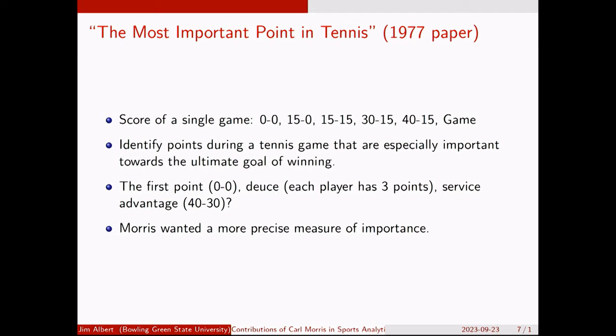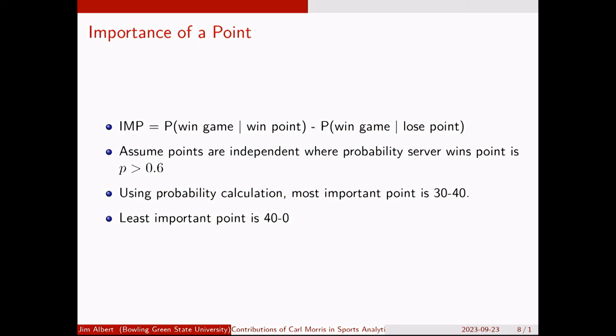Now, intuitively, you might think, well, I want to win the first point, that's important, or maybe I want to win the final point, okay? And so if you talk to different people, they'll tell you that certain points are more or less important. Well, Carl wanted to do this more mathematically, more precisely. And so what he did is he said, I'll define the importance of a point as the chance that you win the game given you won the point, minus the chance you win the game if you lose the point. You define that difference in probabilities as your definition of importance.